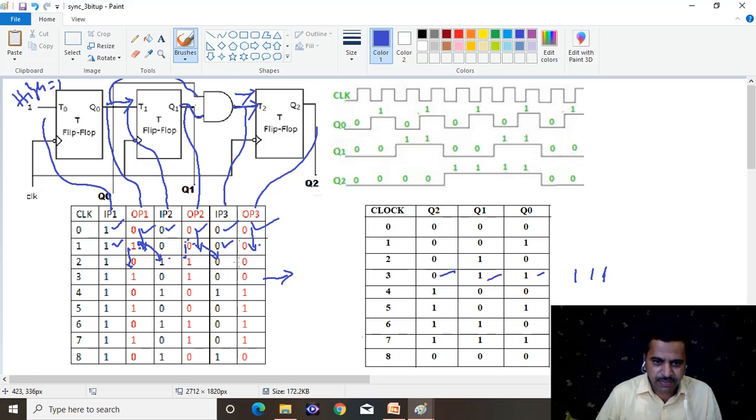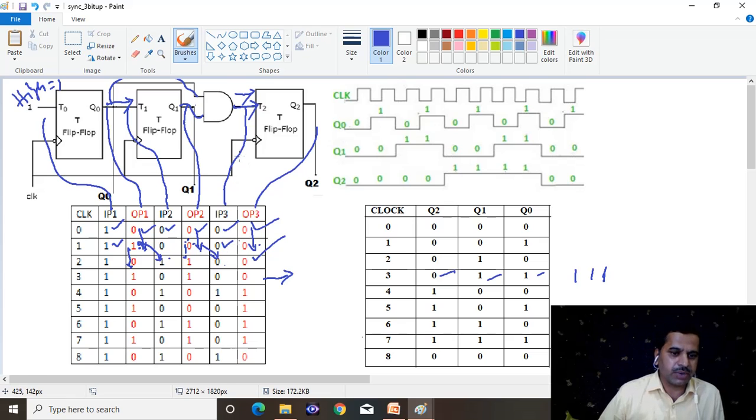What about the third one? The input is 0, there is no change, so it stays 0. At the end of the second clock pulse, the output of the first one is 0, the second one is 1, and the third one is 0. The outputs at the end of the second clock pulse become the inputs before the third clock pulse.